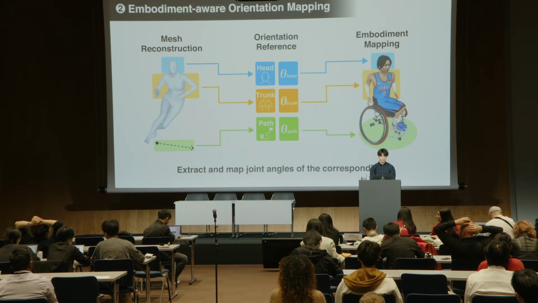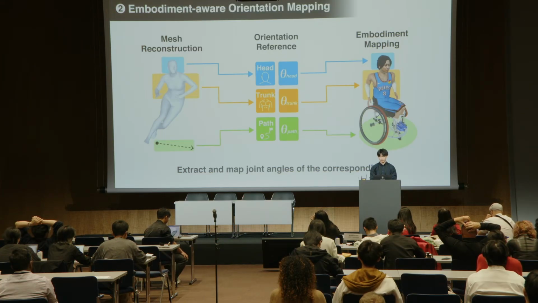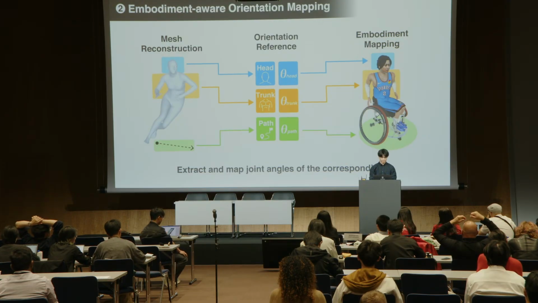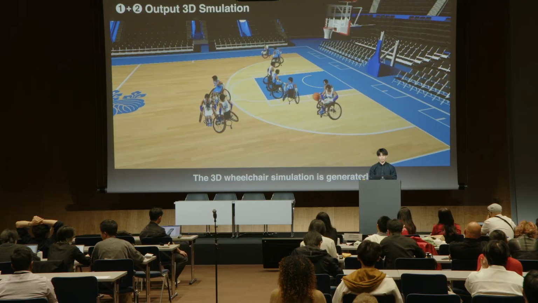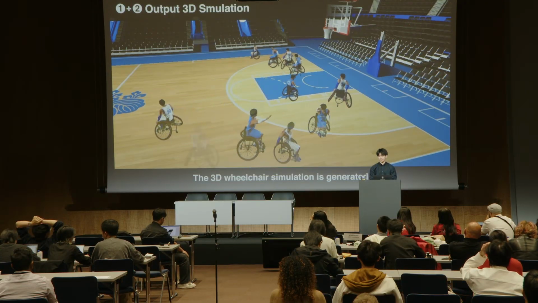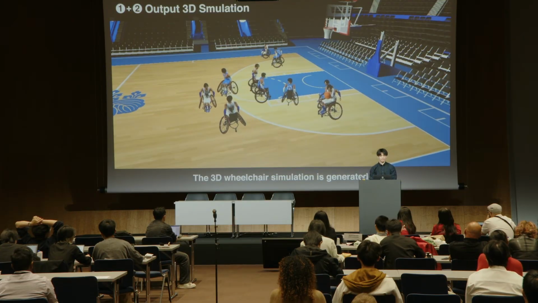In this mapping process, the range of motion of the trunk and the head is constrained according to the level of impairment. This enables the representation of the functional differences across the players. Finally, by combining the game reconstruction and the embodiment mapping, we generate the 3-dimensional wheelchair basketball simulation.